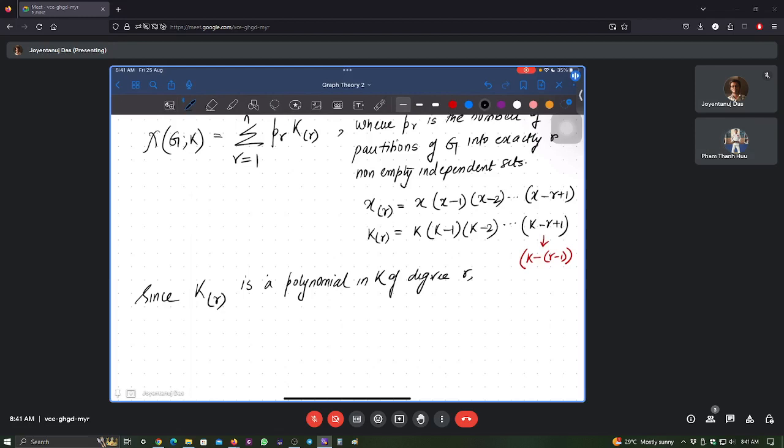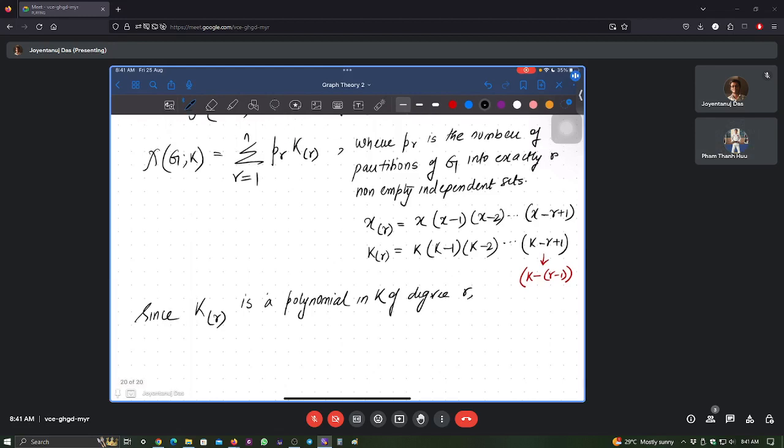So what will be the contribution of k power n minus 1? This is a polynomial of degree r, right? So the contribution to the coefficient of k power n minus 1 in the chromatic polynomial will only come from two terms, right?